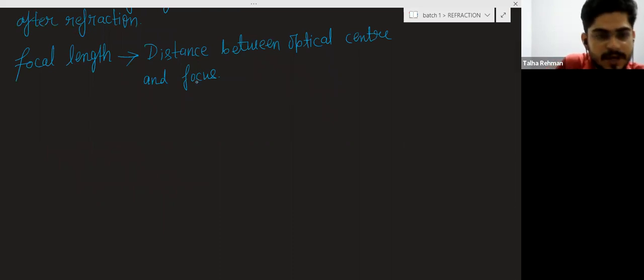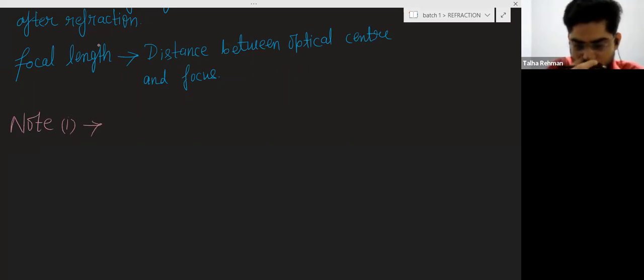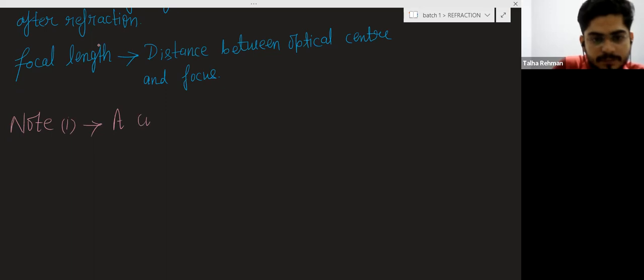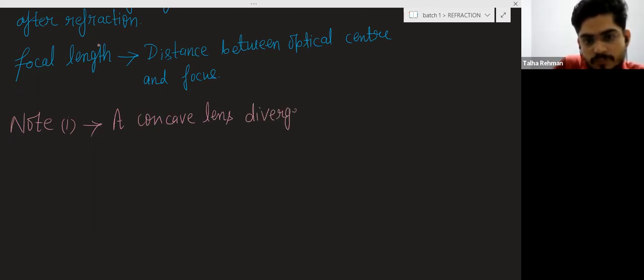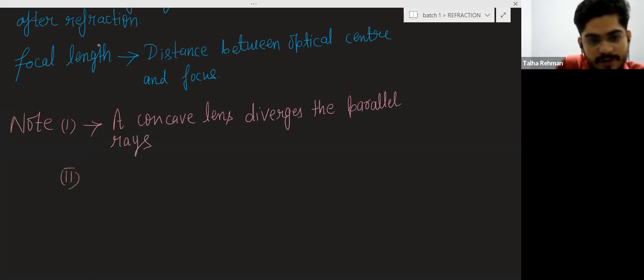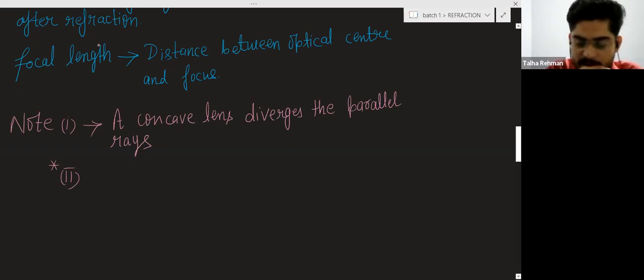And write, there are a few more points I want to write here in the form of a note. You can say that a concave lens diverges the parallel rays. We have seen that already. Second point, you can write: a concave lens has a virtual focus.